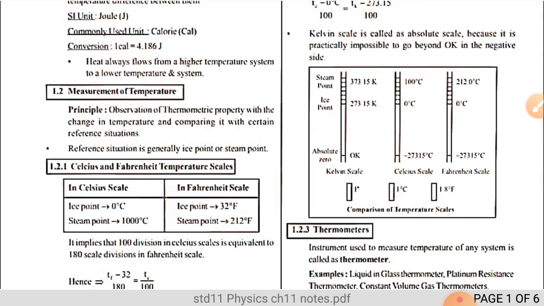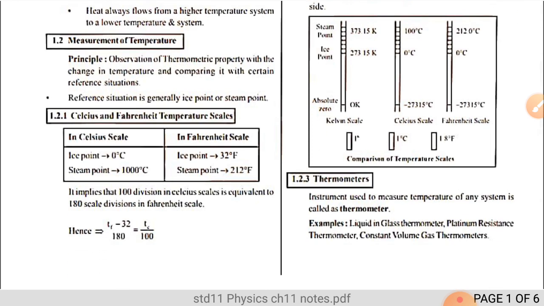Then the measurement of temperature: observation of a thermometric property with the change in temperature and comparing it with a certain reference situation. The reference situation is generally the ice point or steam point. For example, if we take water, the ice point of water is 0 degree Celsius and the steam point of water is 100 degree Celsius. So we can measure in between them, right?